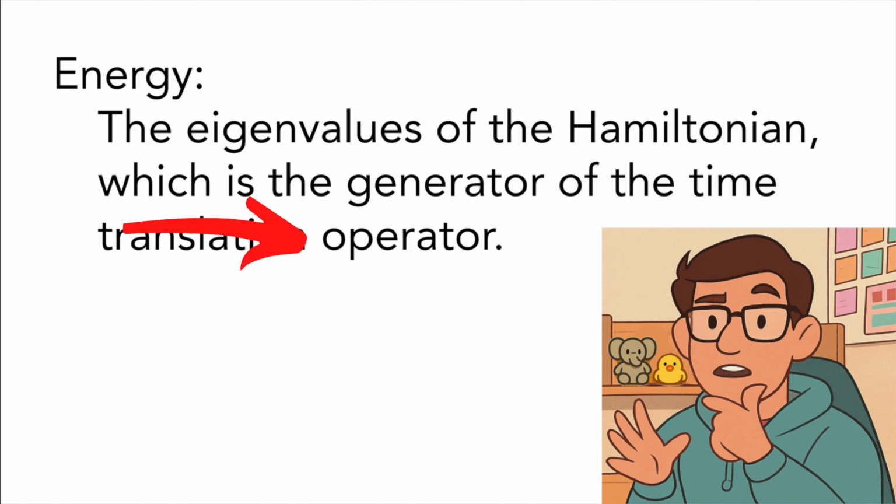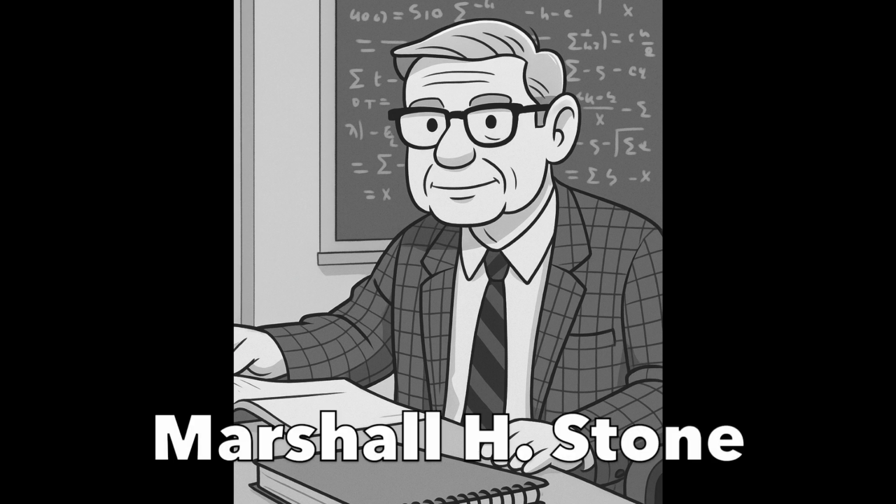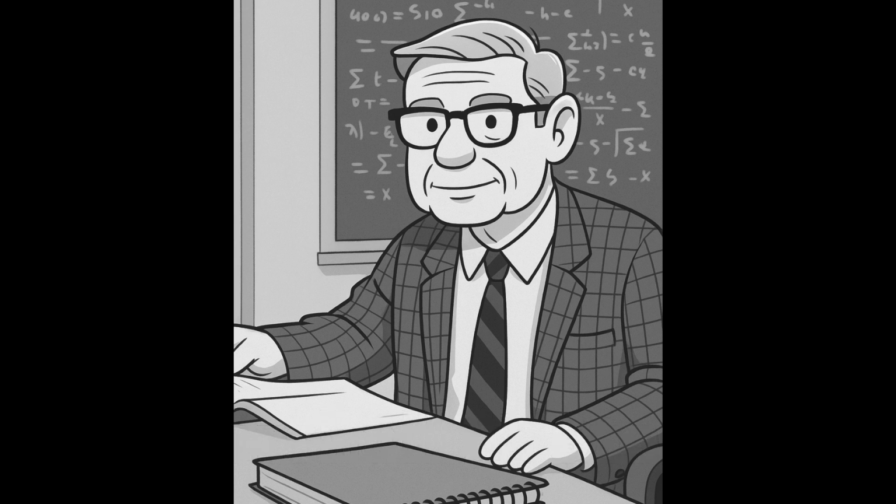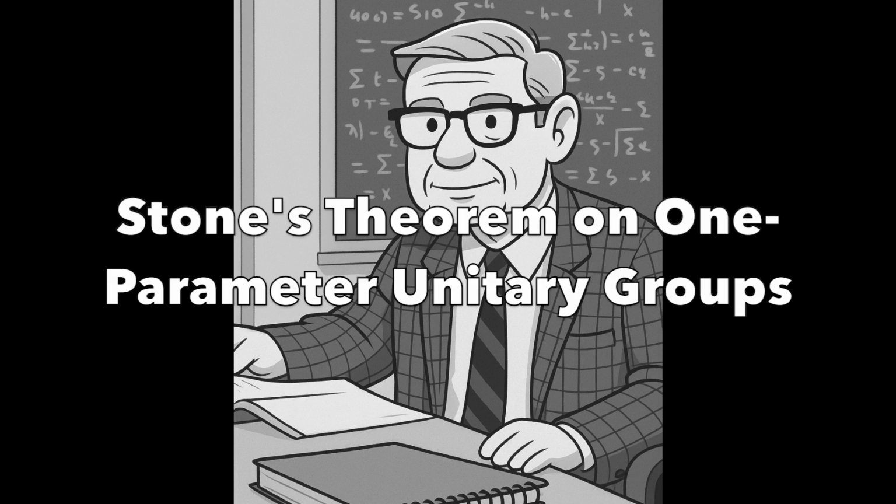So we've gone over operators, time translations, and the time translation operator, but what is a generator? To answer this question, we'll need the help of this guy. This is Marshall H. Stone, a mathematician who published an equation in 1932 that turned out to be incredibly useful in quantum mechanics. The equation is called Stone's theorem on one-parameter unitary groups, or just Stone's theorem for short.